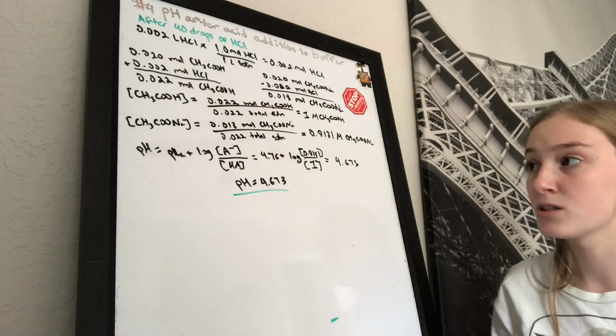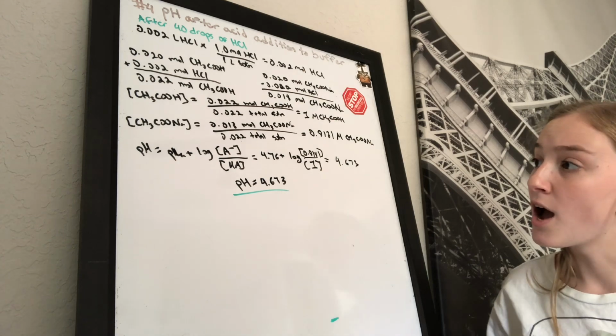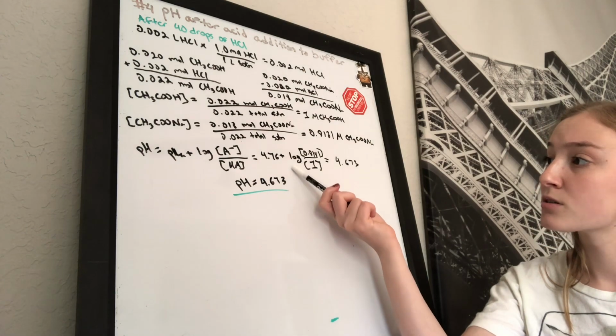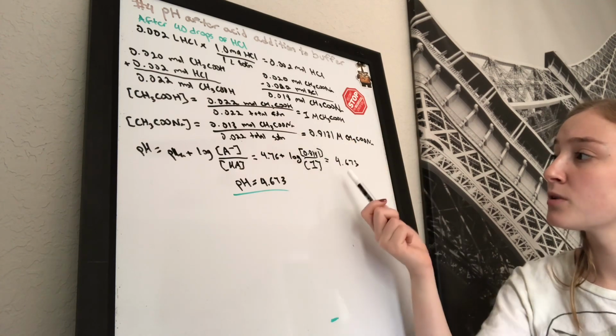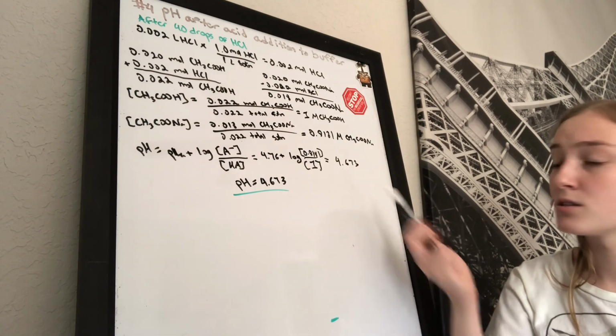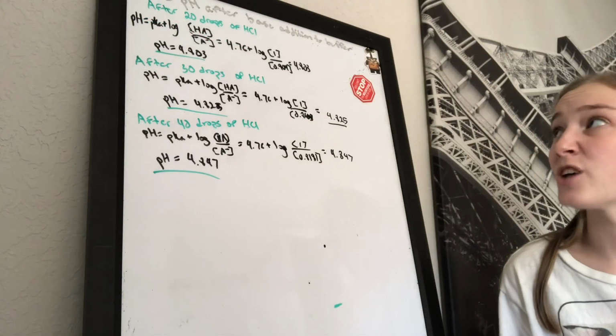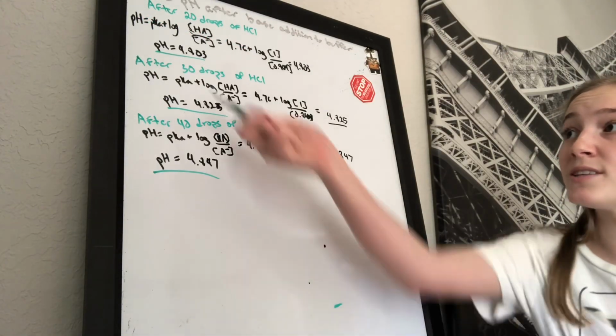That's pKa plus log of A over HA, and then you get 4.76 plus log of this one over this one, and then you get 4.673.